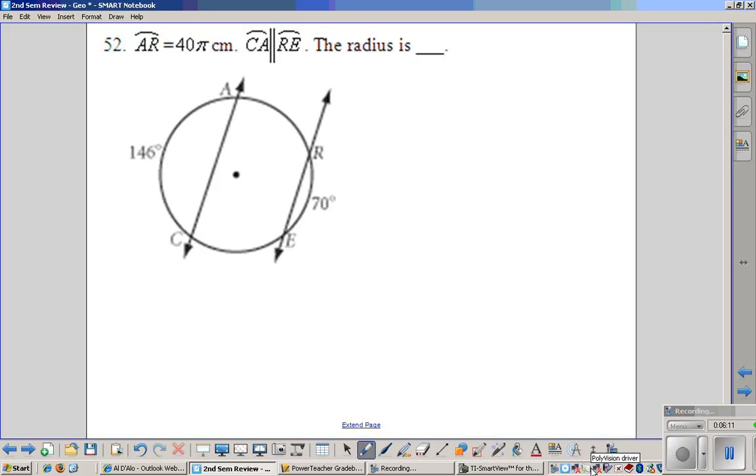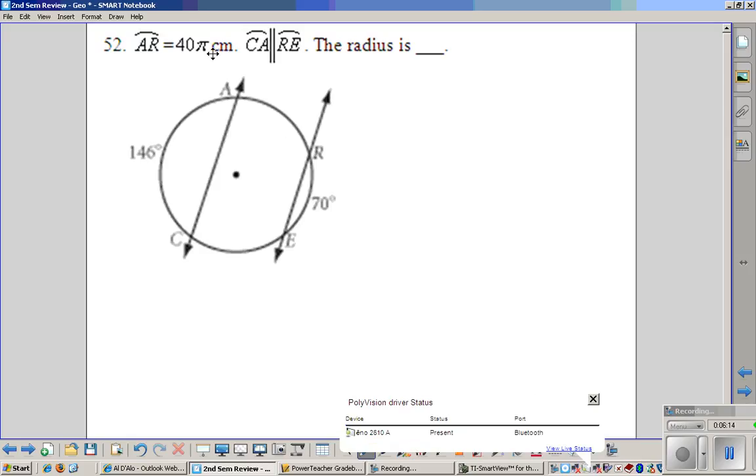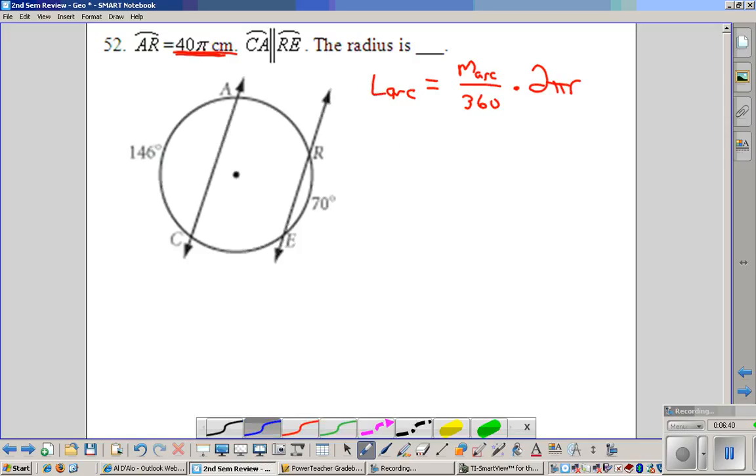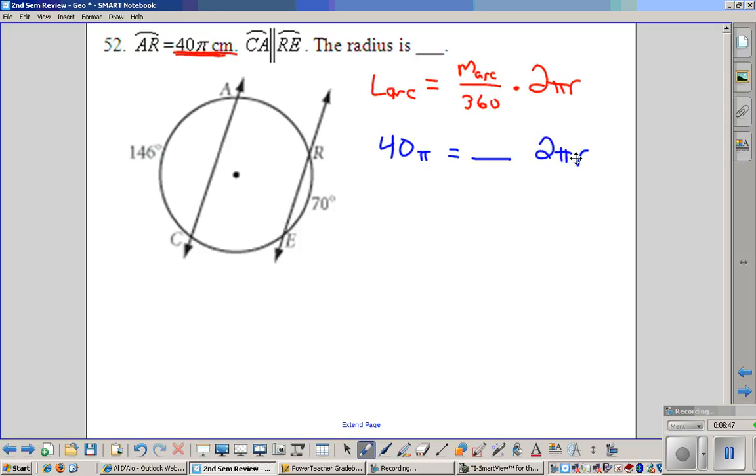The next problem also wants us to deal with arc length, but this time they give us the arc length. Okay? They tell us the arc length of AR, and they want to know what the radius is. So we're going to use the formula. The length of an arc is equal to the measure of the arc over 360 times 2 pi r. And for the length of the arc, we're going to put in 40 pi. Remember, use the formulas. Now, if they want us to solve for r, we probably won't know what that is. But we're going to have to figure out the measure of the arc. So let's take a second to figure out how big the arc is.